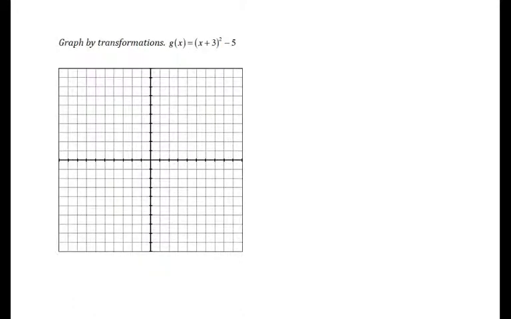We're going to put these transformations into practice now by graphing a function just by knowing its transformations, without actually creating a table of values and calculating every single point. Looking at the function g of x equals (x plus 3) squared minus 5, I'm going to pick this apart and look at the minus 5 on the outside first. A number that is added or subtracted after squaring is a vertical shift. So I first identify this as a vertical shift.